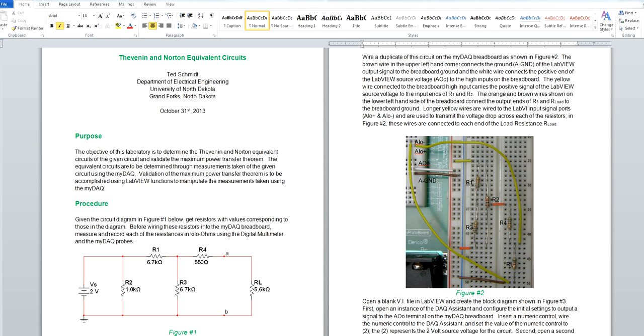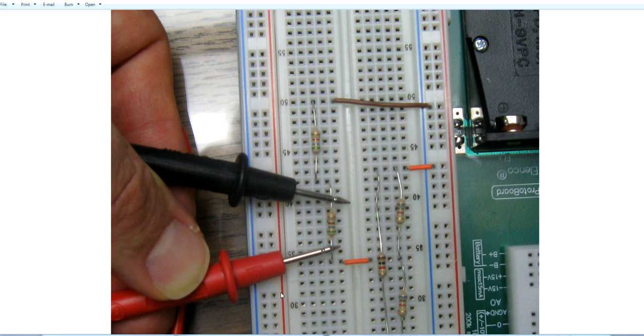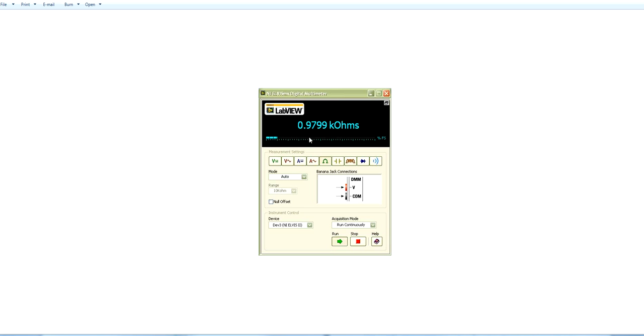As an example, we're going to take each one of the probes which extend from the myDAQ, red being the positive, black being the negative, place them on either end of each one of the resistors, open up the digital multimeter, select ohmmeter, auto, and read the respective resistance values and record them.